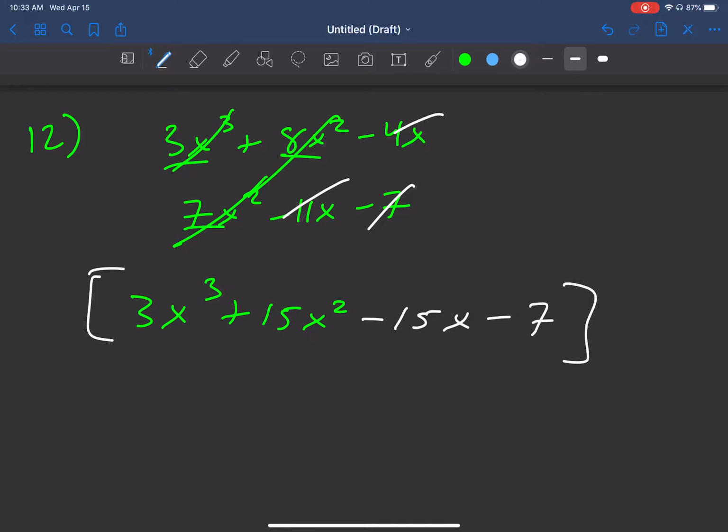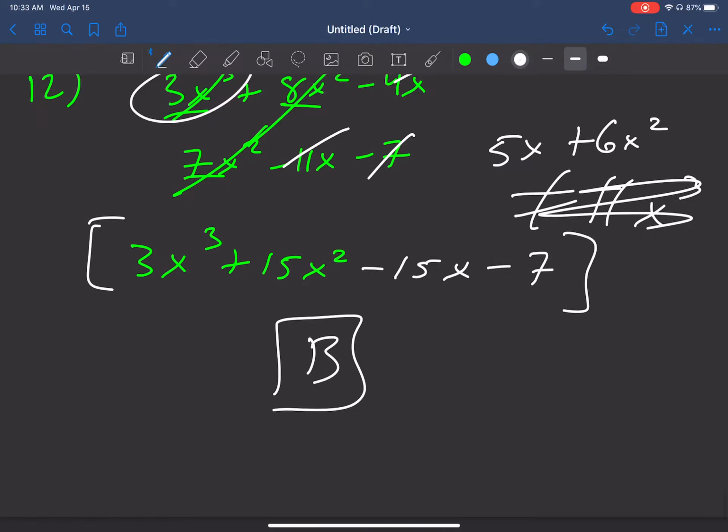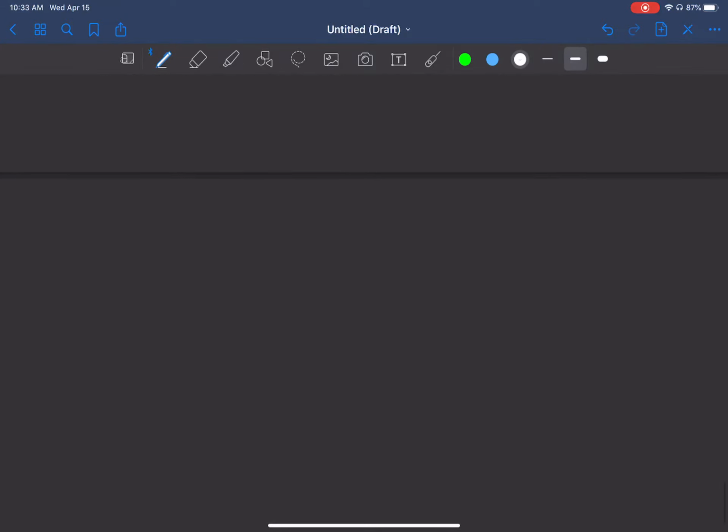Maybe they try to throw you off by putting an x cubed term, but you guys should know, right? We have 5x plus 6x squared. That doesn't equal 11x cubed or something. It's just adding like terms. So don't get confused if you see something that you're not used to. Stick to the basics, what you know, and the math will work out.